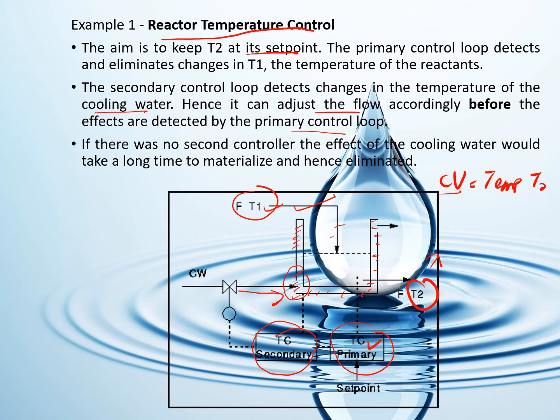So if there is no second controller, the effect of this cooling water will take a long time to materialize and be eliminated. Then it will cause the control variable to deviate more, and it will take the system longer to achieve the set point.